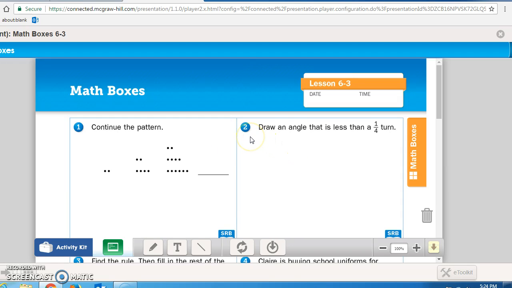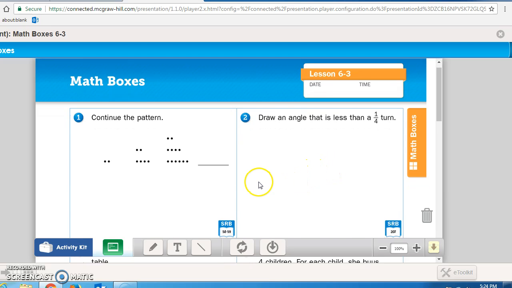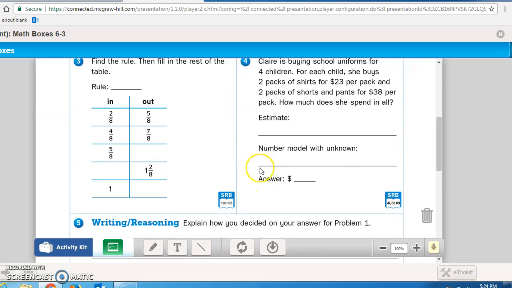Number 2 is asking you, draw an angle that is less than a quarter turn, 1/4 turn. Please get out a straight edge to do this. 3 is asking you to find the rule, then fill in the rest of the table. So you should look at this and say, are my numbers increasing or decreasing, and by how much?